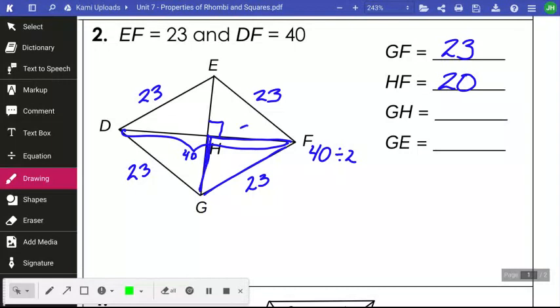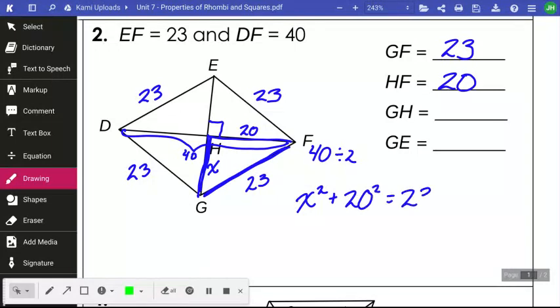Okay, so I have this as 20, I have this as 23, and I am looking for this. So I will let that be X. Again, that's a right triangle, and we have 2 of 3 sides, so we're going to use the Pythagorean theorem. I'm going to take the 2 sides that are attached or adjacent to the right angle, and I'm going to square them. Those are your legs.